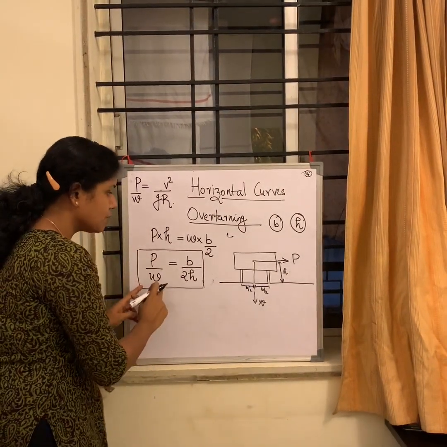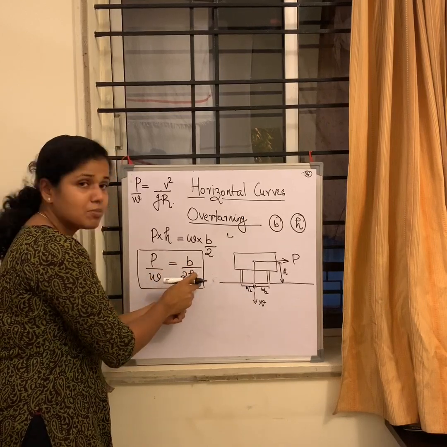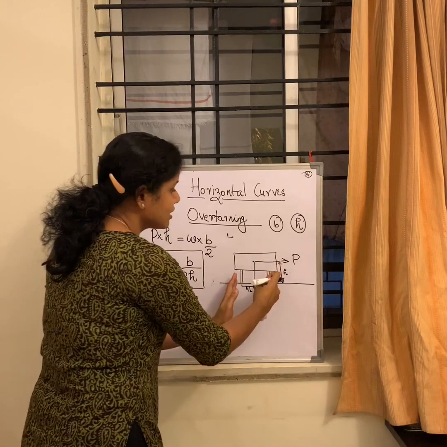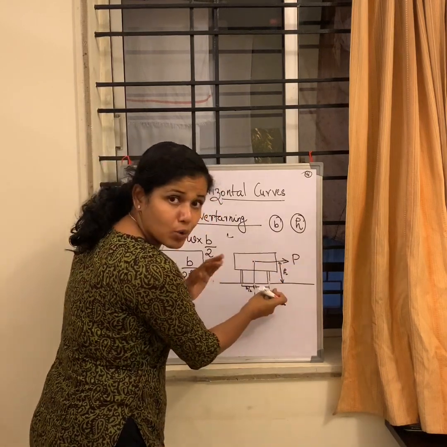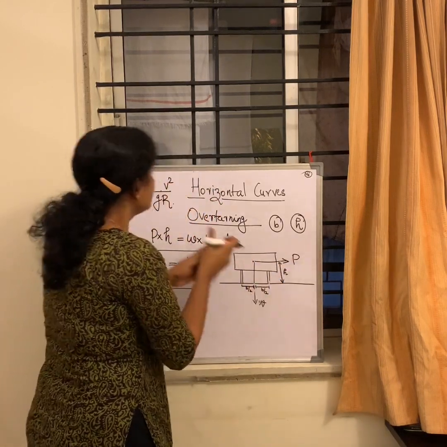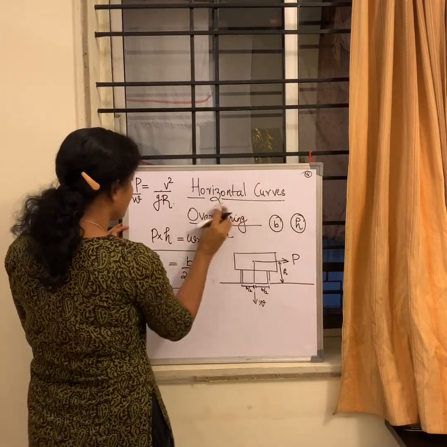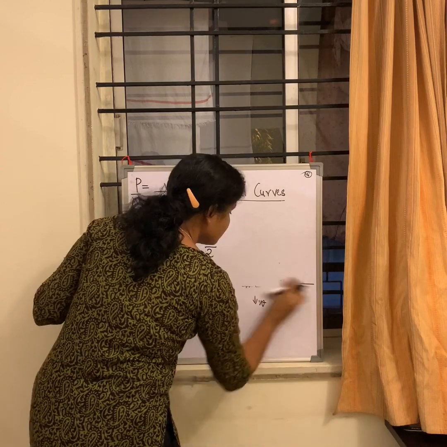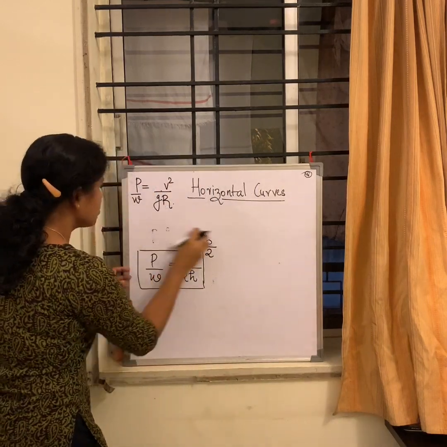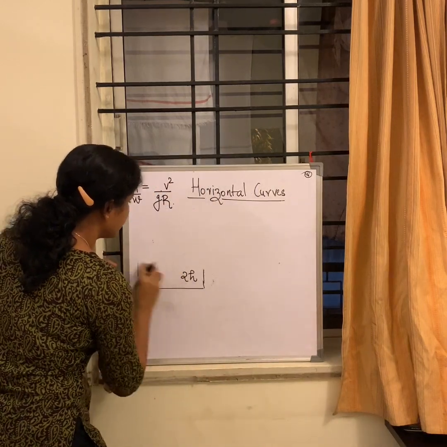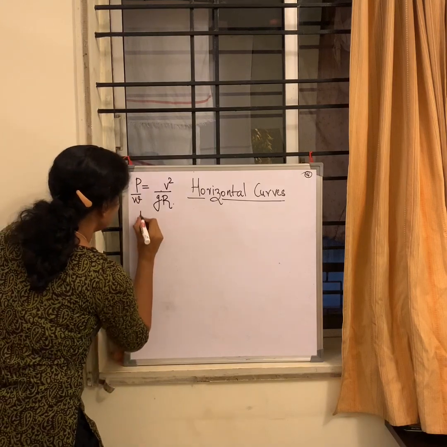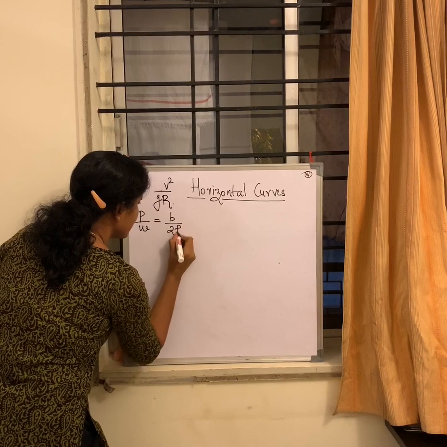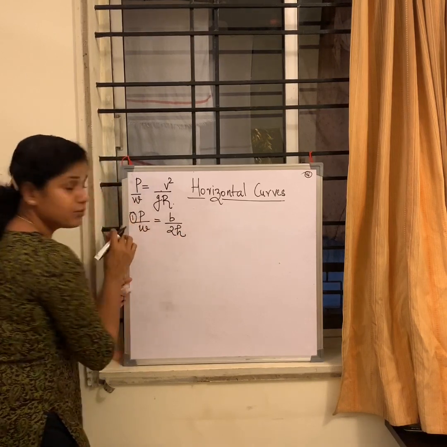So for my P by W, I have to make sure of the maximum value. Beyond that, I am in danger because the vehicle has a tendency to overturn about its outer wheel. Okay, so let me write this equation on one side and we will see the other case of skidding in the same scenario. I am just going to write on this side P by W is equal to B by 2H, which we derived for overturning, the first case.